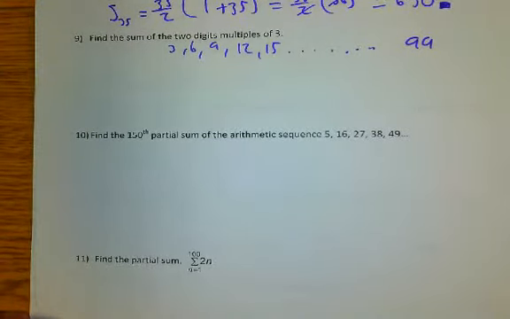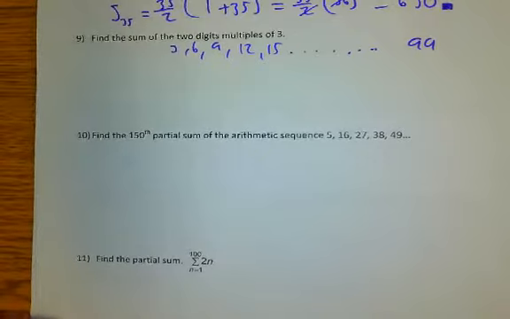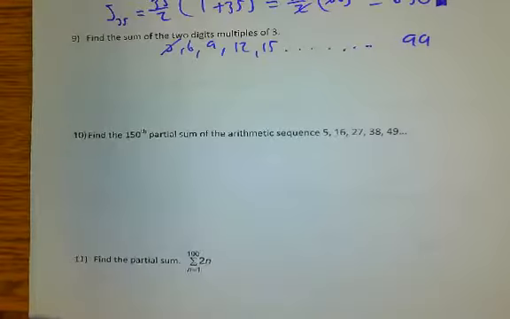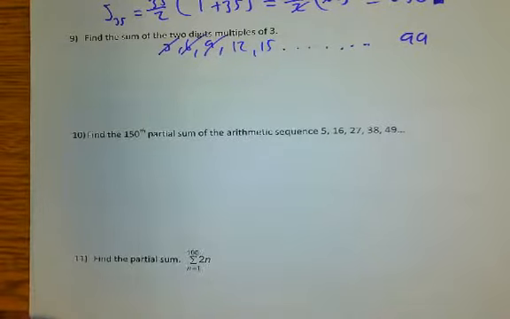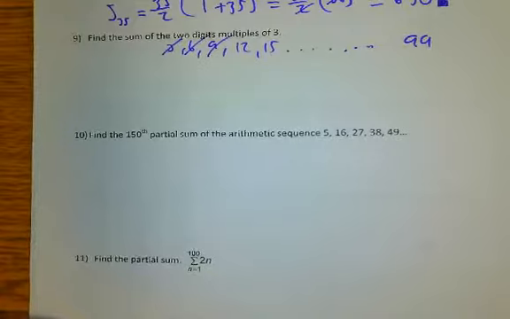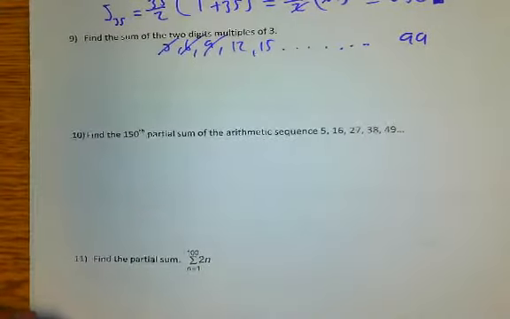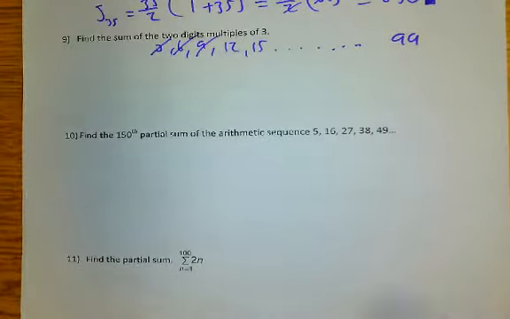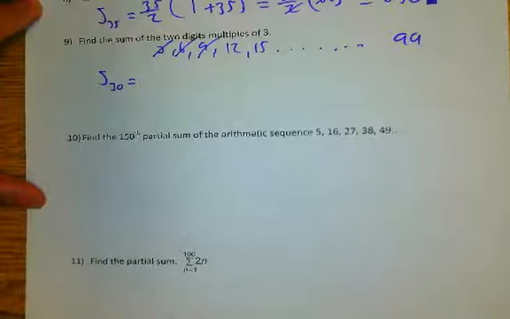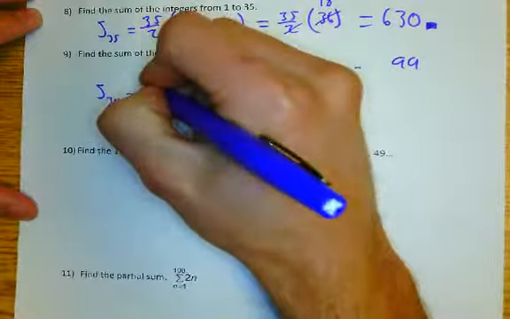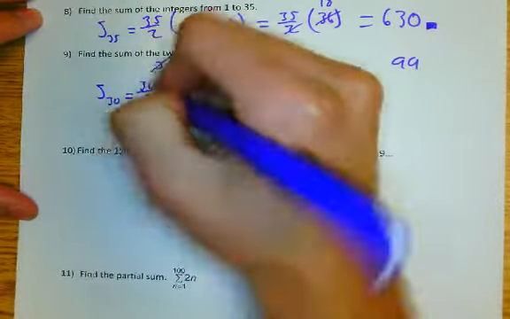So how many multiples of 3 are there that are 2 digits? 30. Okay, so that means S of 30 is equal to 30 over 2 times, well, what's the first one? 12, plus what's the last one? 99. S of 30 equals 15 times, well, what's 12 plus 99?